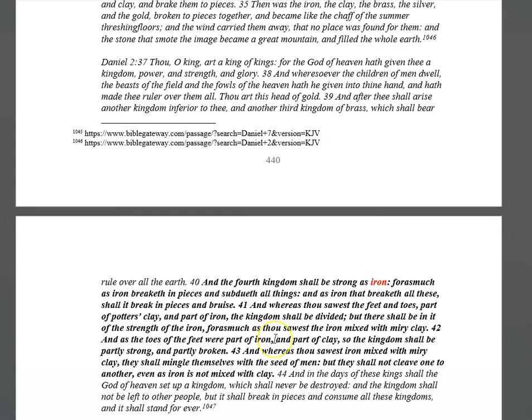For as much as iron breaketh in pieces and subdueth all things, and as iron that breaketh all these, shall it break in pieces and bruise. And whereas thou sawest the feet and toes, part of potter's clay and part of iron, the kingdom shall be divided. So yes, you have 2 legs, and then each of those legs has a foot with 10 toes. It's all part of the same kingdom. 10 kings, 10 toes, and you have division between the iron and the miry clay.